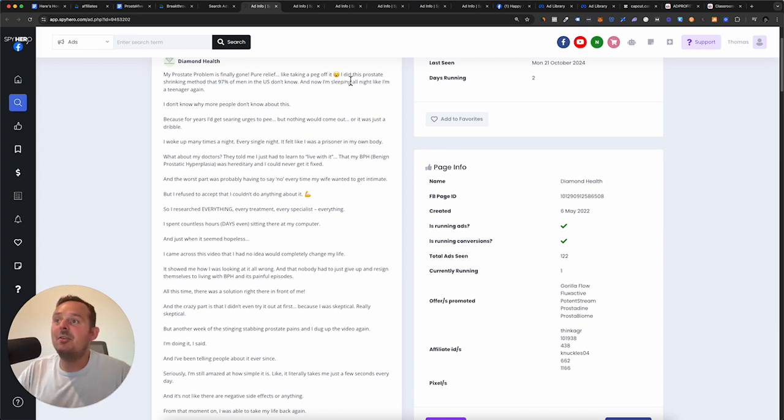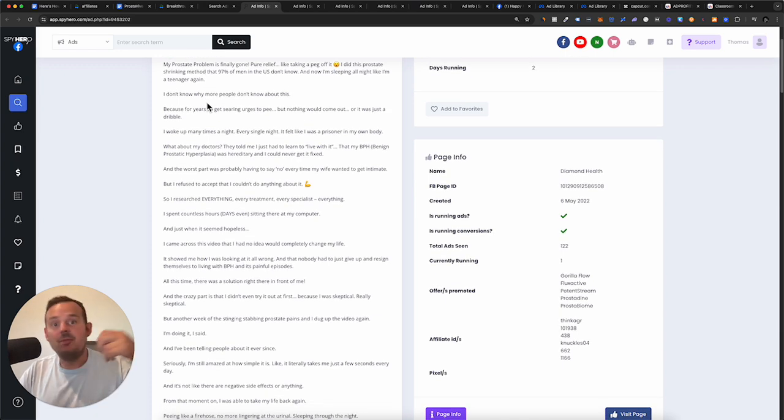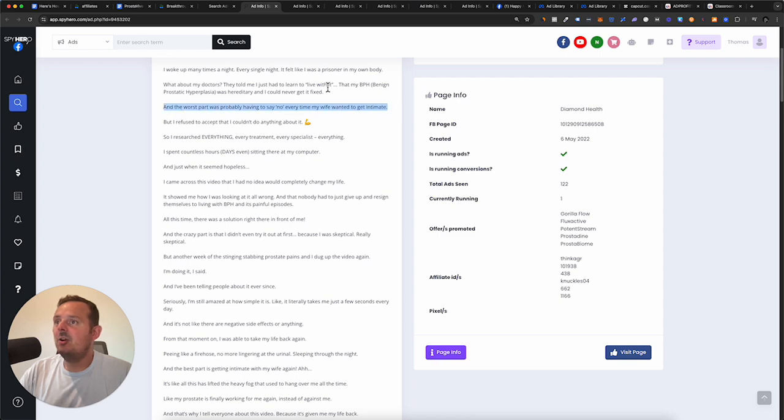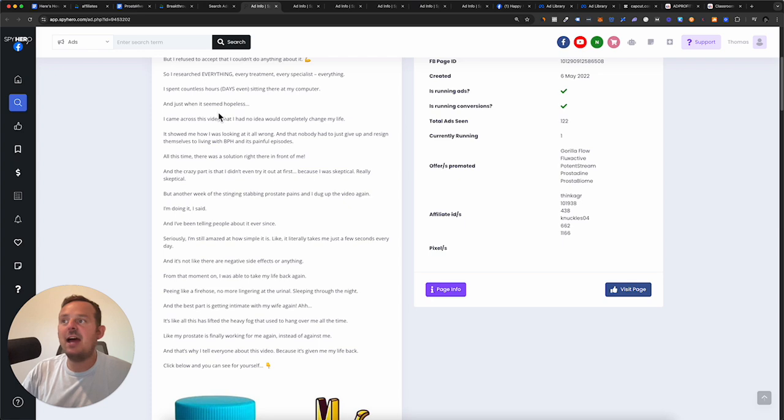Then also going into, I did this prostate shrinking method that 97% of men in the US don't know about. That's lovely as well. So it's like, you're probably one of the 97%, right? You've probably never heard about this. It really instigates that curiosity. I like that as well, going through the pain points, really getting in the head of the target market. Really putting himself, went through everything, researched everything, tried everything, came across the video, so now we're relating to the offer.